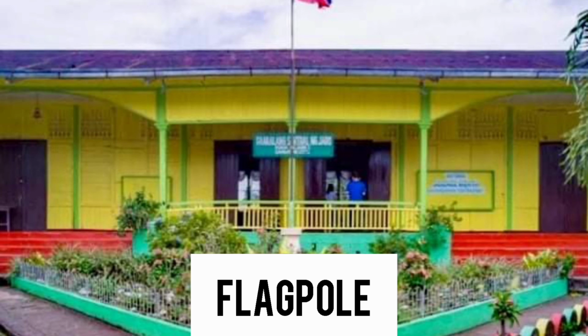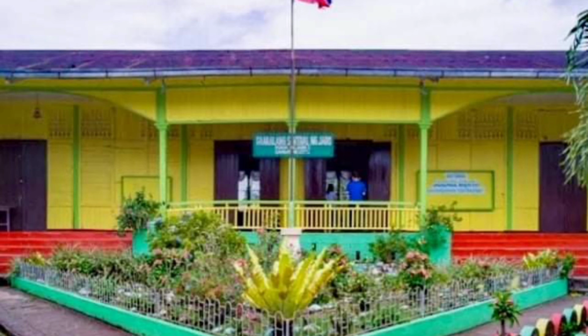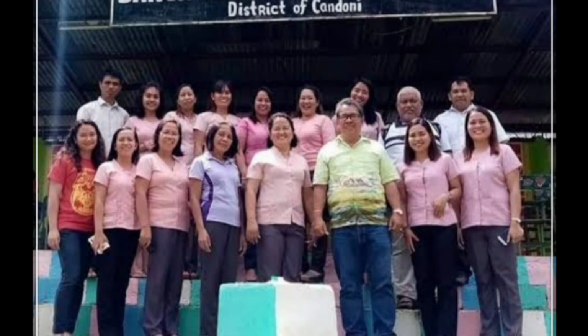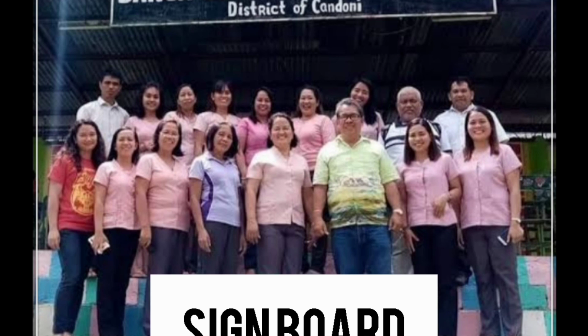The third one is the flagpole. The display of the Philippine national flag is a requirement for all schools. It shall occupy a prominent place in front of the main building in the assembly area. As a general rule, the top of the pole shall be higher than the building to give the national flag due prominence.